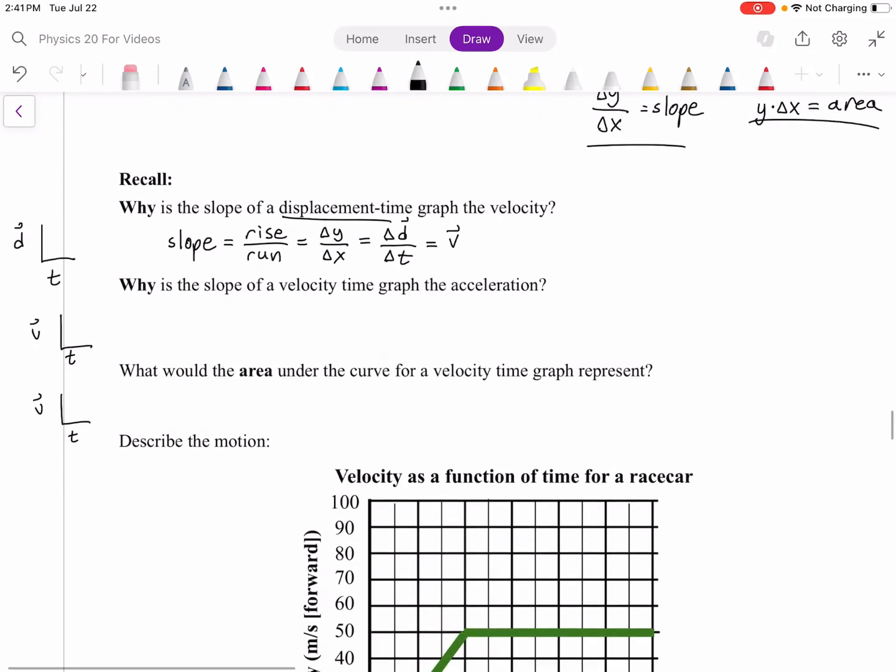Okay, let's do this next one here now. Why is the slope of a velocity time graph the acceleration, right? It's not just a fact to be remembered. We can show why it has to be. Now on a velocity time graph, a rise is a change in velocity, right? That's on our y-axis. And a run is a change in time. Well, now we see this is change in velocity divided by change in time, right? The rate at which velocity is changing. That is just the definition of the acceleration for an object.